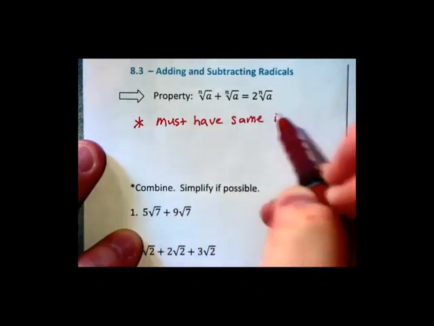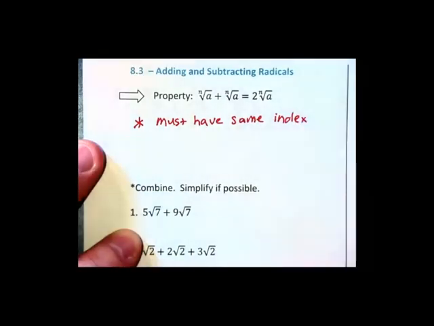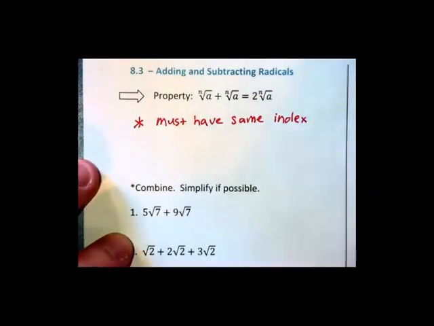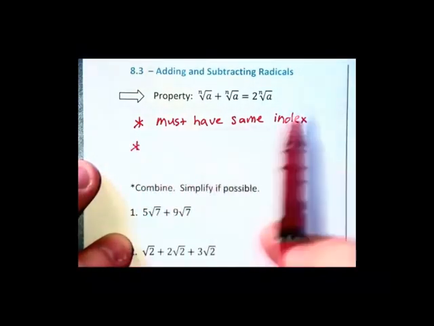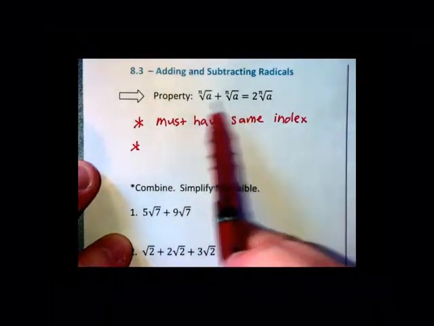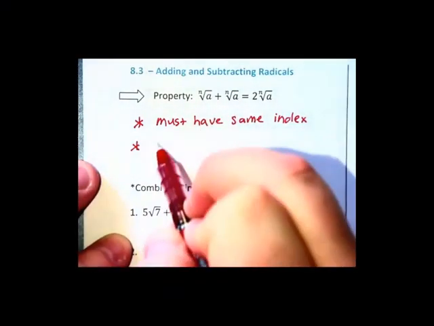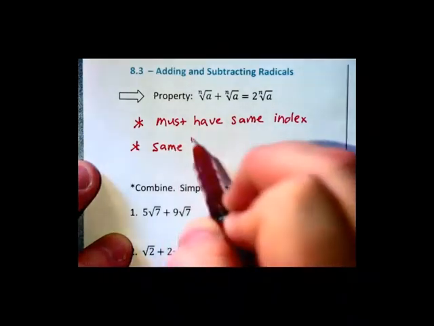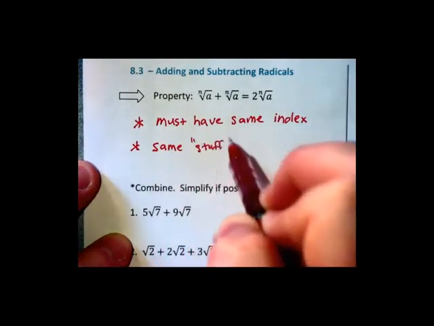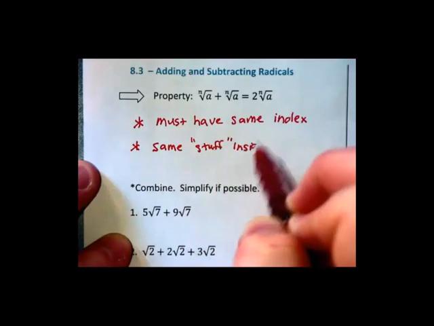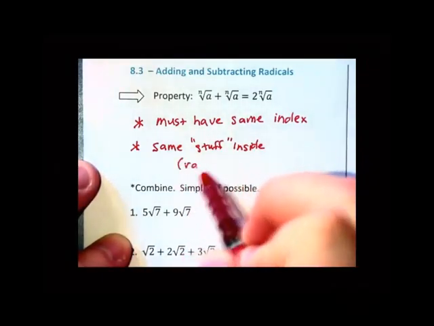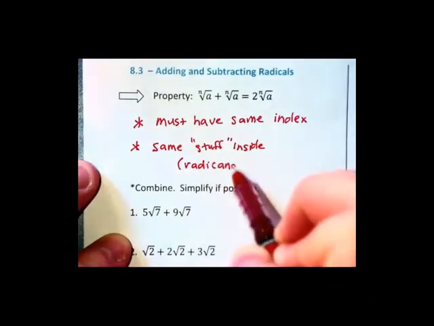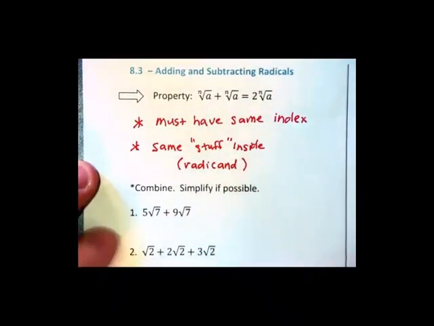In other words, you may not add a square root to a cube root. Square roots get added with square roots, cube roots with cube roots, otherwise they're not like terms. Second thing I want to illustrate from this property is we have the same thing inside the radical. So that means we must have the same stuff inside. Now I know that's not quite technical language, so I should probably give you the right word, which is radicand. There must be the same radicand in order to be able to do addition.